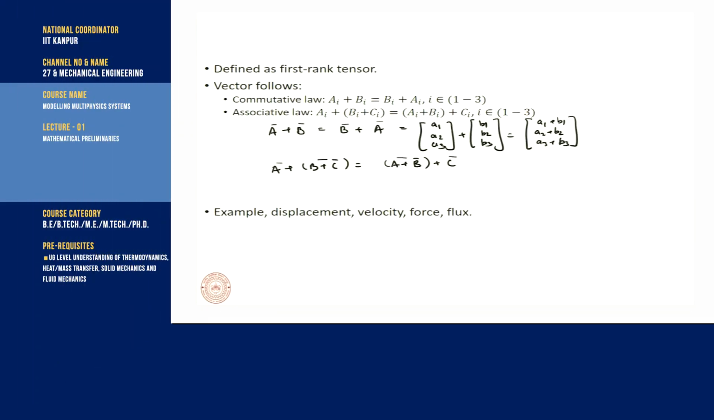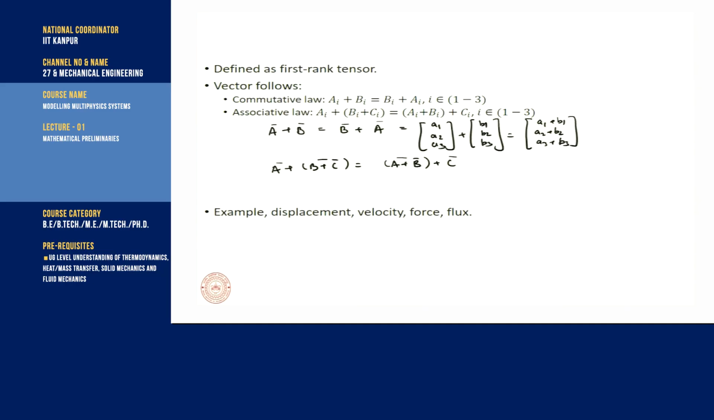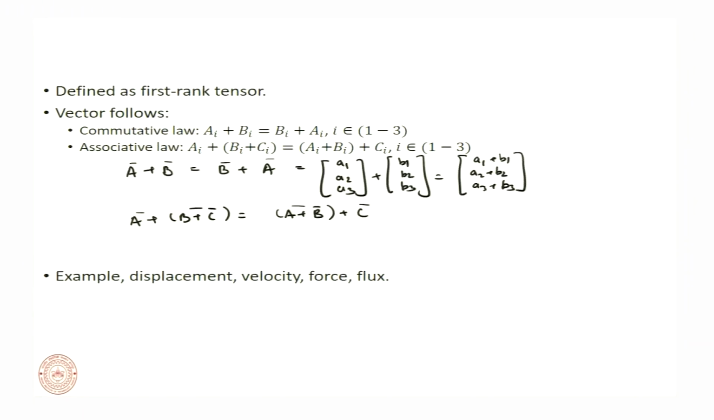These might look trivial for now. What I am trying to engage you towards is to write these in matrix format so that these calculations become easier. You don't add component to component as in i cap is added with i cap, j cap is added with j cap. Rather, you start learning this in terms of matrices. All right. So some examples are displacement, velocity, force, and flux. There are several other vectors that you would come across when we would be solving our single physics or multiphysics problems.